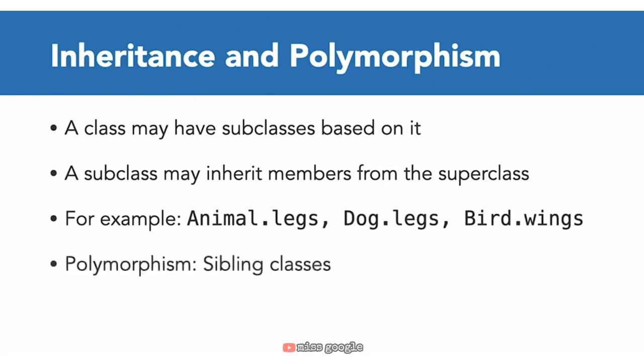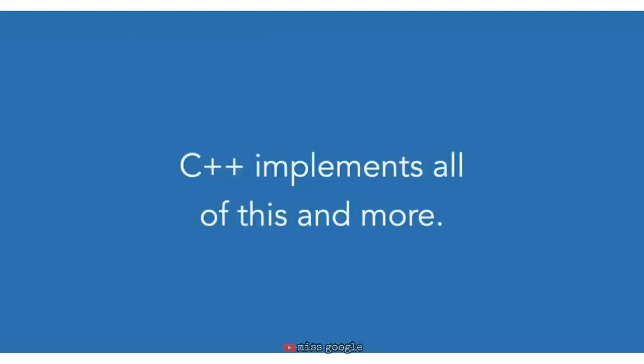And there's an interesting feature related to inheritance called polymorphism, where the superclass may define some function, but the inherited version of this function is implemented differently among the subclasses, making these sibling classes polymorphic. You may be familiar with these elements from other languages like Java or Python, and I'm happy to report that C++ implements all of this and more.